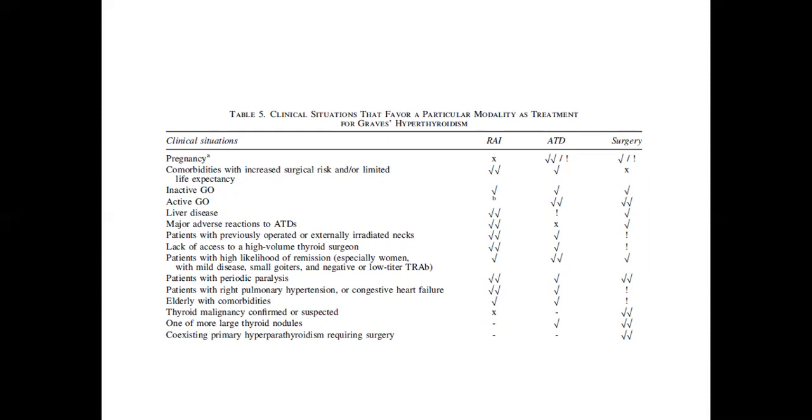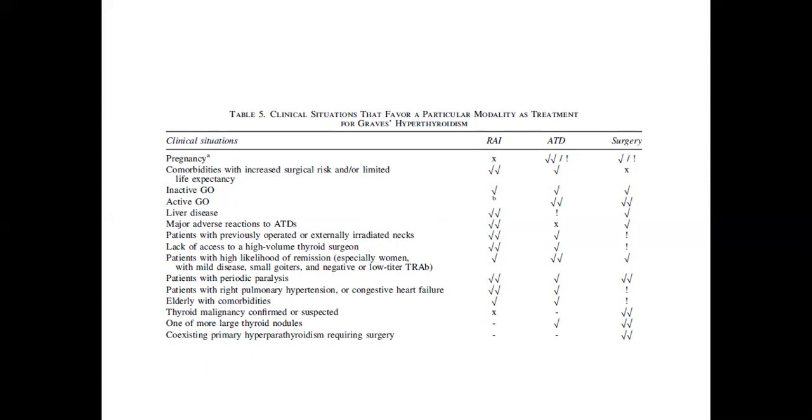In patients with liver disease, radioactive iodine is the preferred choice, and in these patients, antithyroid medications should be avoided. In patients with previously operated or externally irradiated necks, radioactive iodine is the preferred choice. Lack of access to a high volume surgeon, again, radioactive iodine is the preferred choice in these patients.